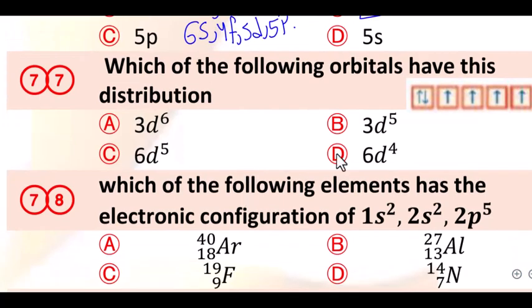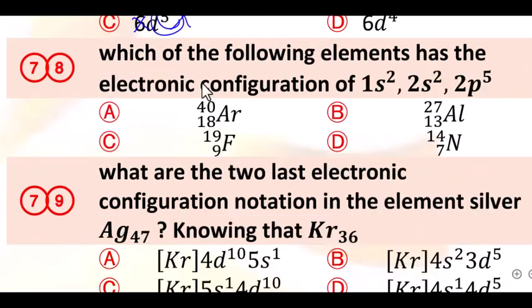Which of the following orbitals has this distribution here? 1, 2, 3, 4, 5. So it's d. How many electrons? 5 electrons plus 1, 6 electrons. So the answer is d6. That number is not necessary, but the number of electrons here in d is 6 electrons.